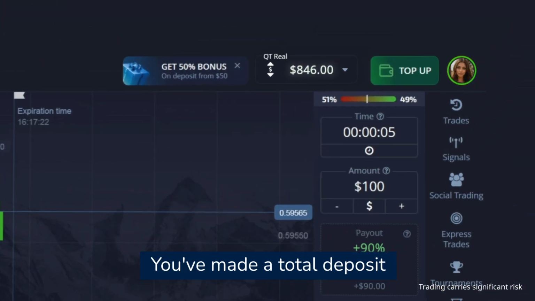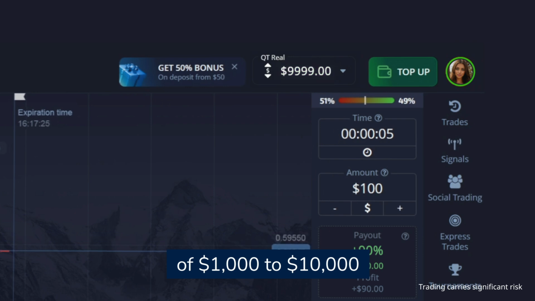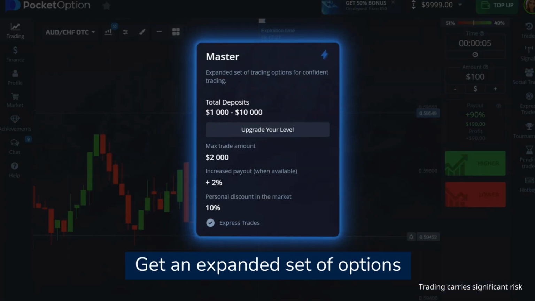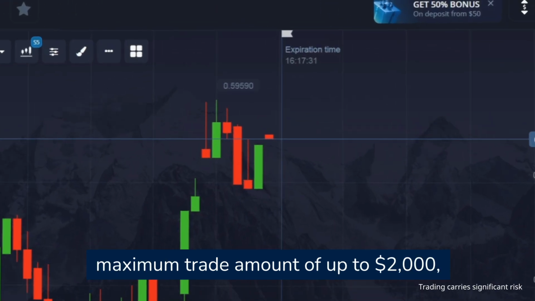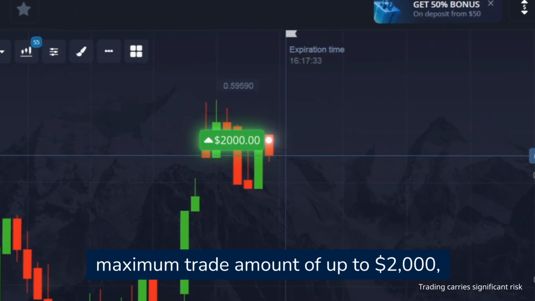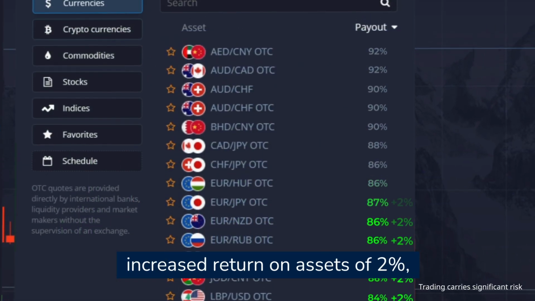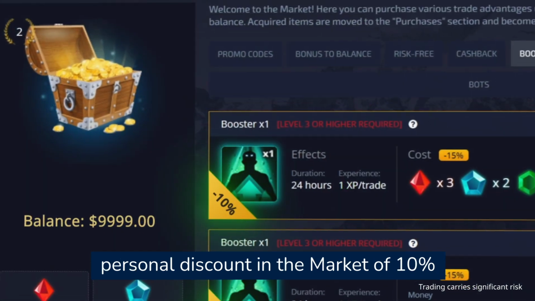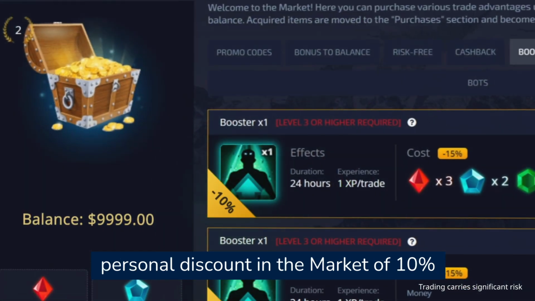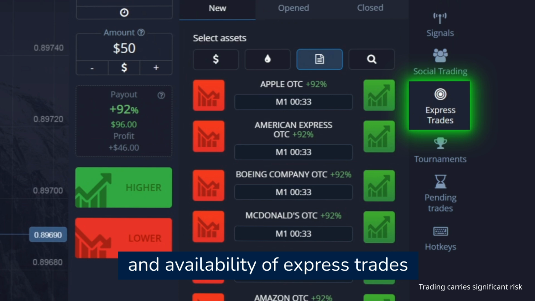You've made a total deposit of $1,000 to $10,000. Welcome, Master! Get an expanded set of options for confident trading. Maximum trade amount of up to $2,000, increased return on assets of 2%, personal discount in the market of 10%, and availability of express trades.